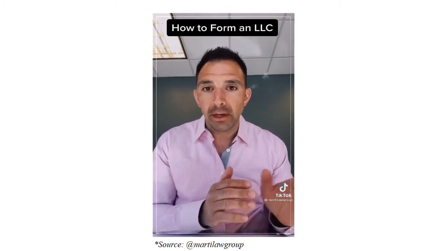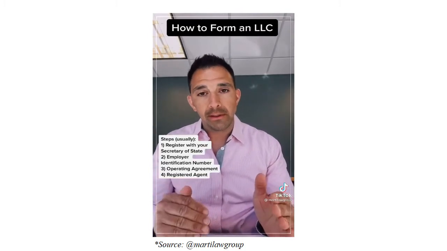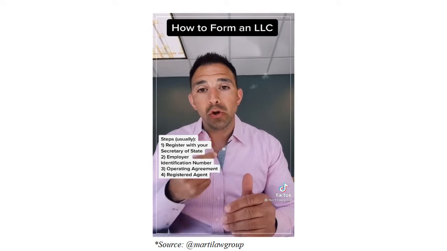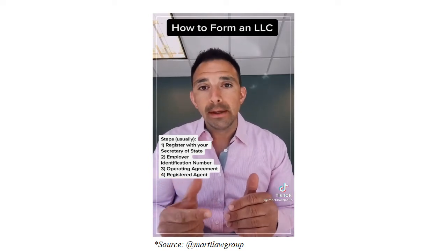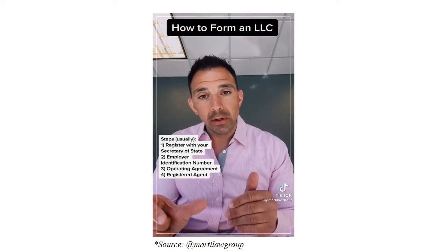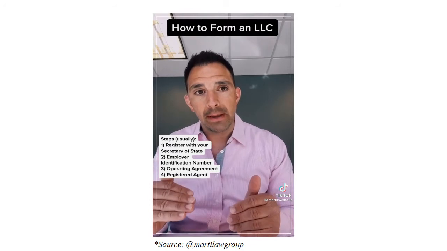Okay, it's going to depend on your state. Each state has different guidelines. But generally, there's going to be a few steps that are consistent. The first thing you're going to want to do, you have an LLC name you probably like. Go to your Secretary of State website, see if that name is available. If not, you might be able to find something similar and then do a DBA or a fictitious name and kind of operate under that name you want.